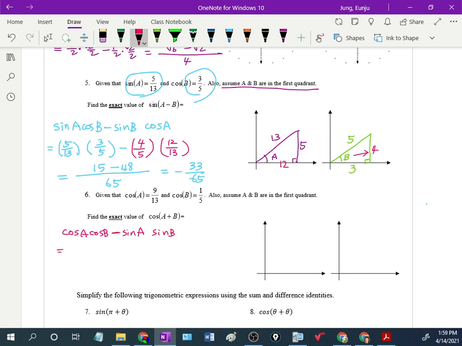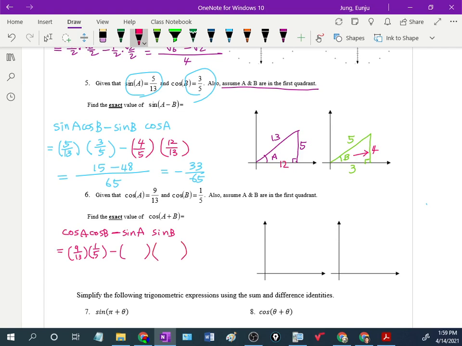Do I have cosine A? Yes, it is given in the problem. Do I have cosine B? Yes, it is in the problem. Do I know sine A? No. I need to find it. Do I know sine B? No. So I need to find it, okay?